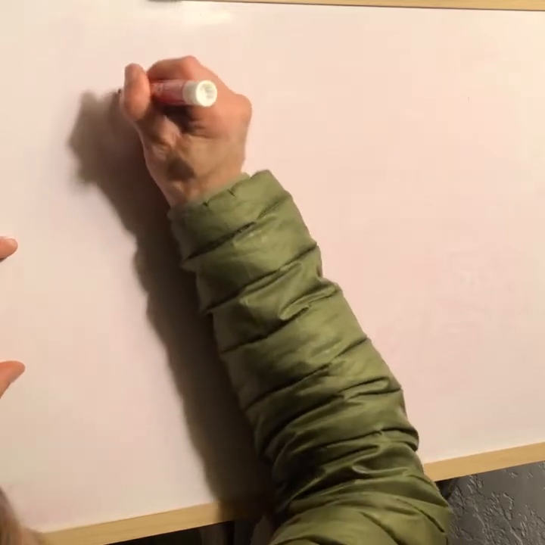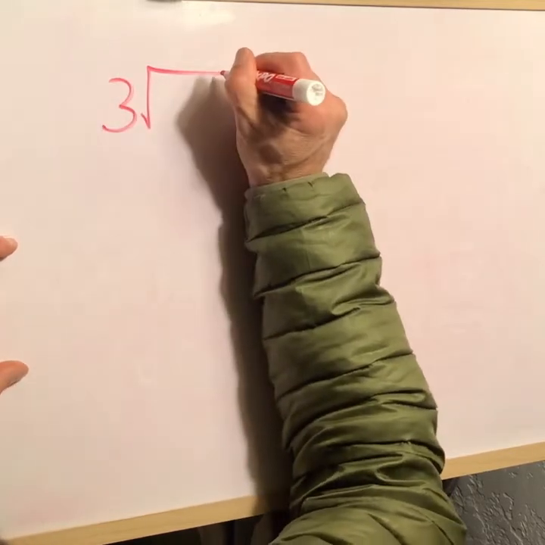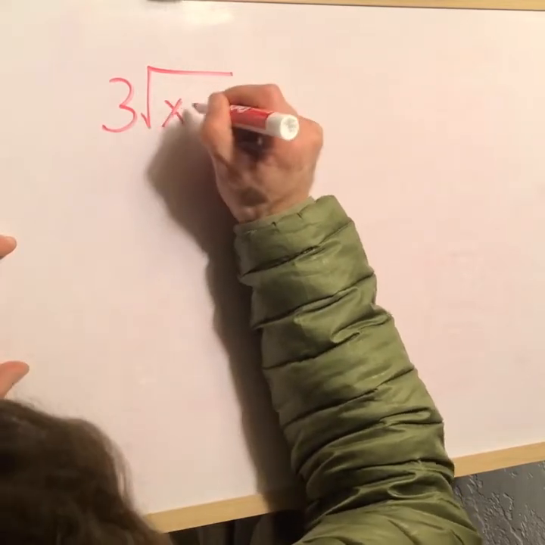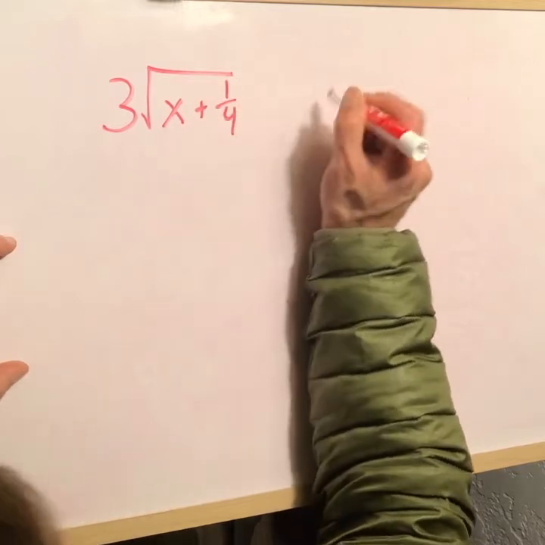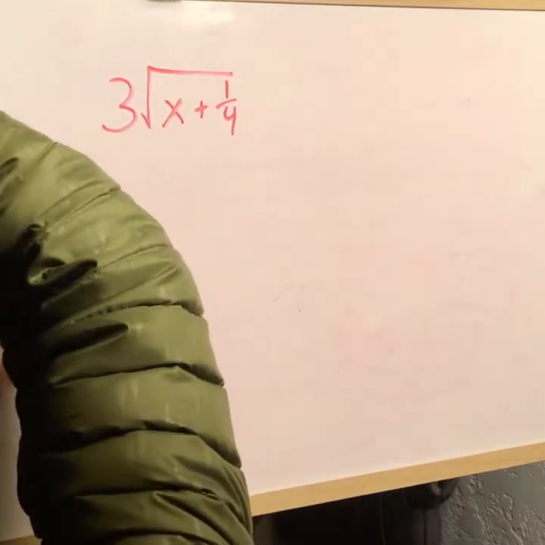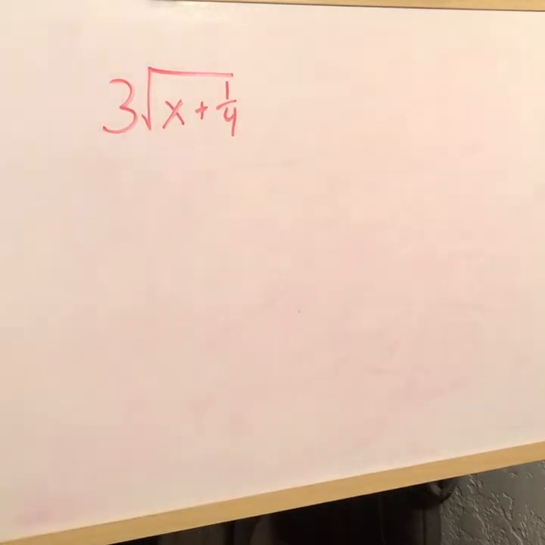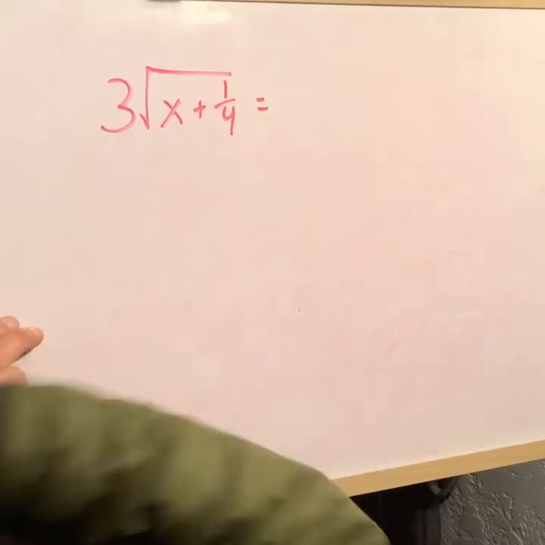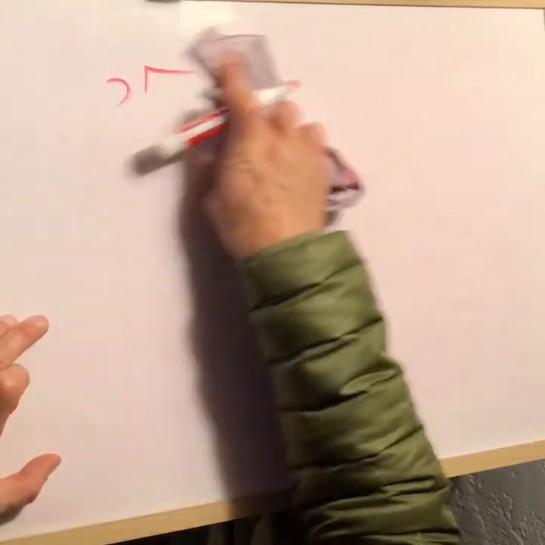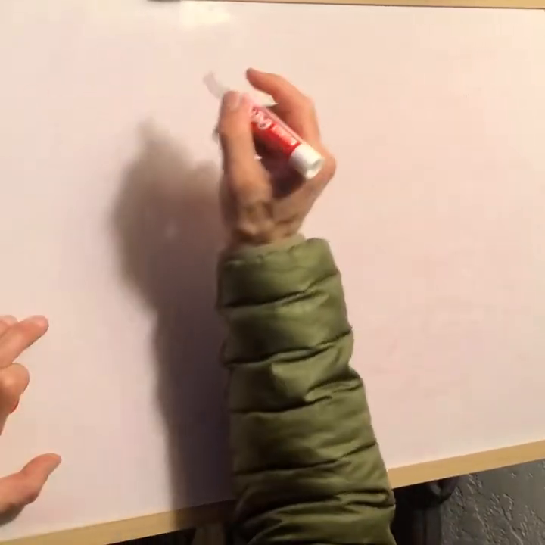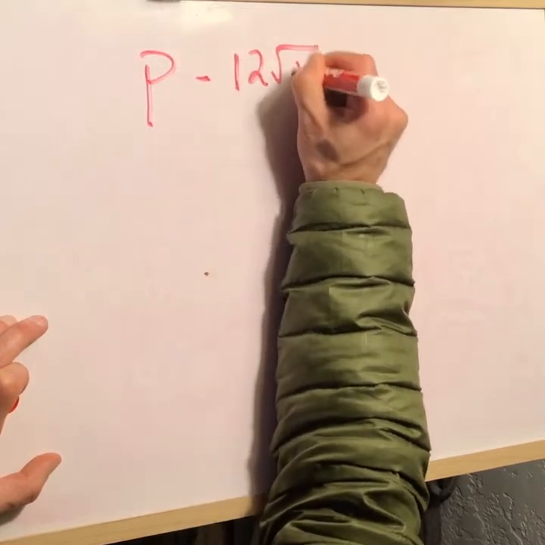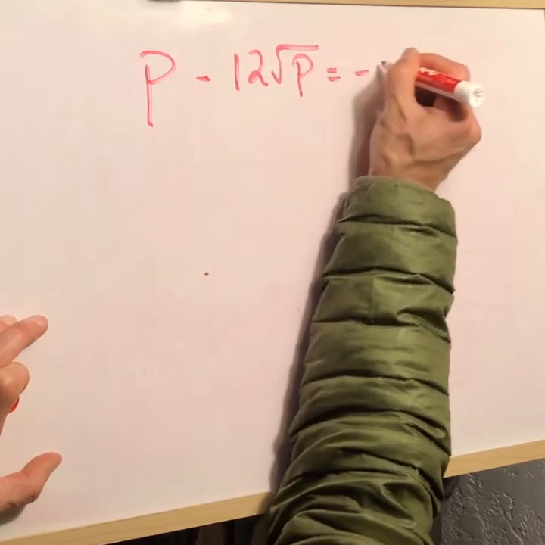I'm going to say 3 times square root of x plus 1/4 equals, oh, let's do this. Make it a little easier. Let's keep it simple from the last question. P minus 12 times the square root of the same number is equal to negative 35.